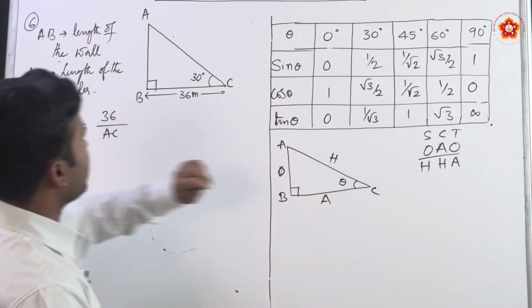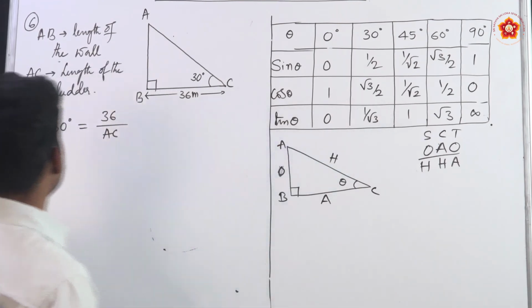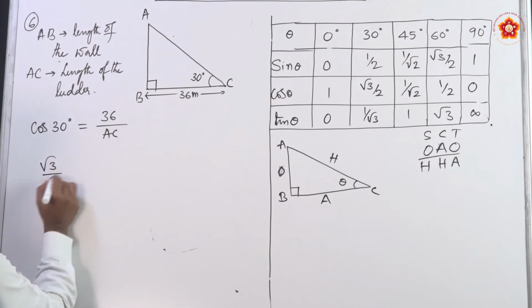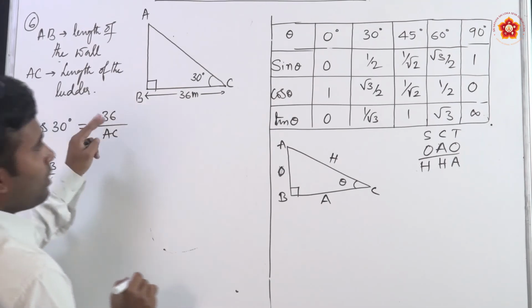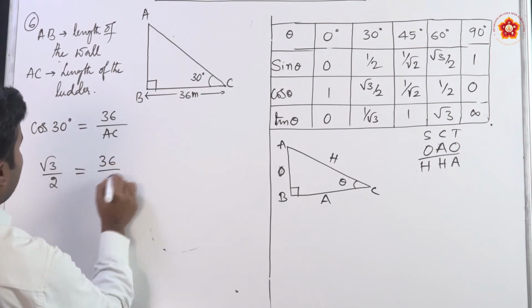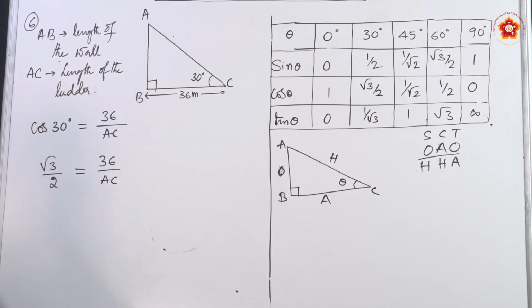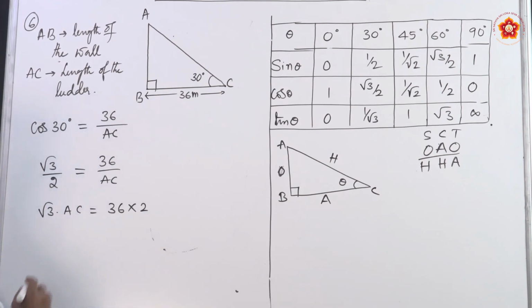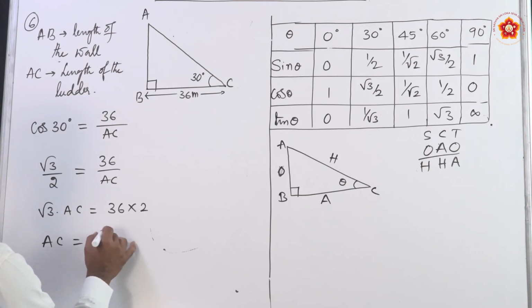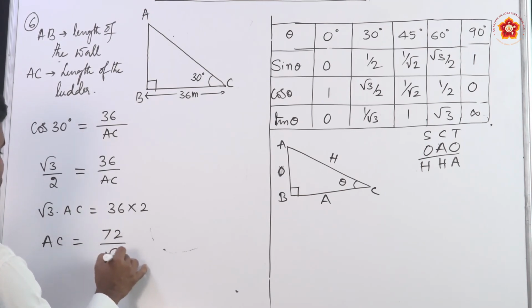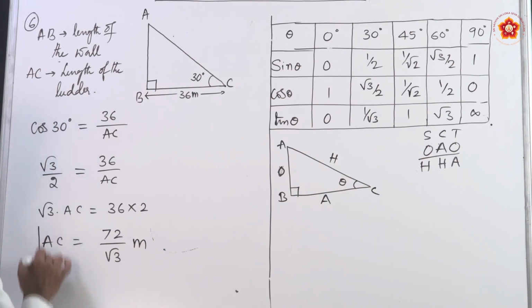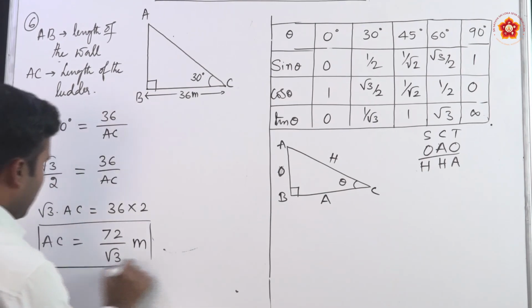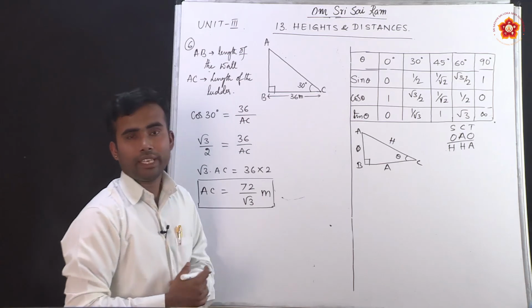So, what is cos 30 degrees? Cos 30 degrees is root 3 by 2, which is equal to 36 divided by AC. Now, I want AC from here, so do cross multiplication: root 3 into AC is equal to 36 times 2. I want AC, and 36 times 2 is 72, divided by root 3. This is the length of the ladder, which is 72 divided by root 3 meters.